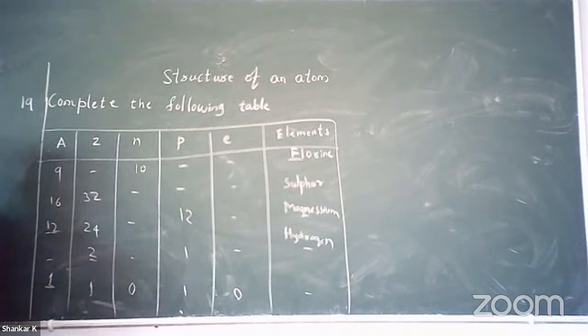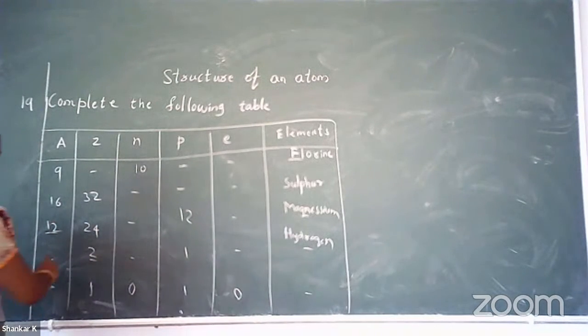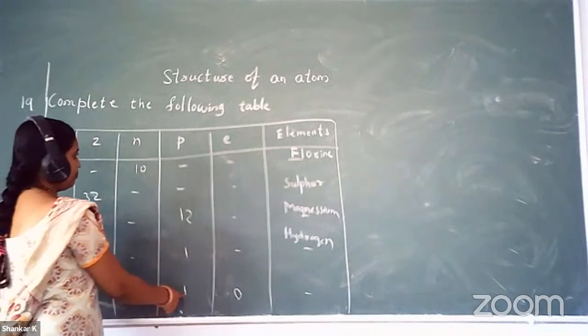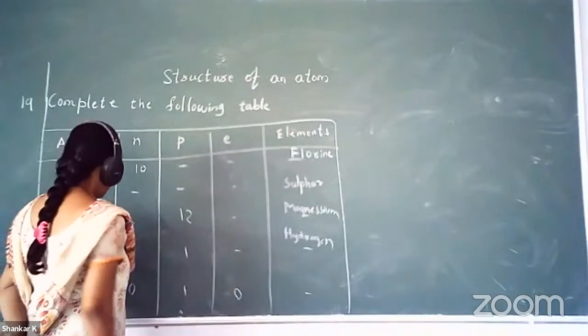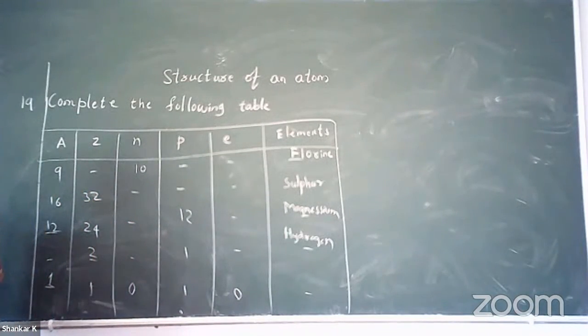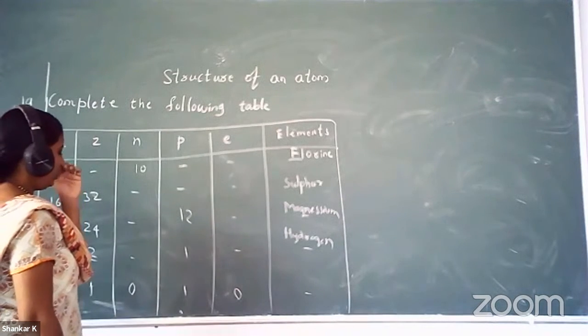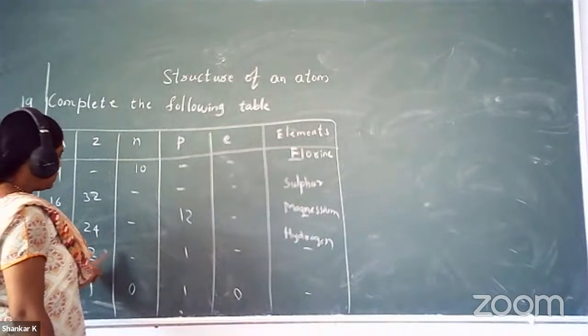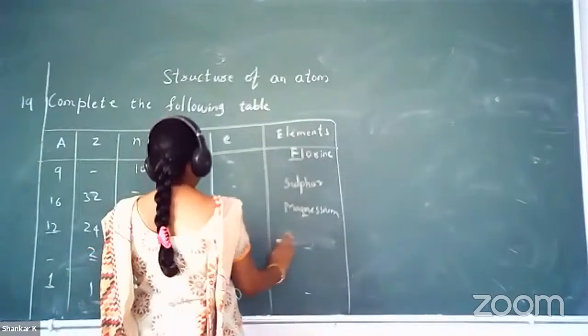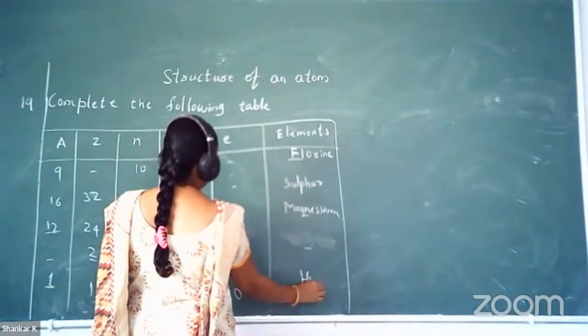So this you leave, think and tell me, okay? In this line, 1 minus 1 is 0 neutrons, and 1 proton is there. The electron is also 0, meaning the atomic number is 1. Now, this we say that 1 means it is hydrogen.